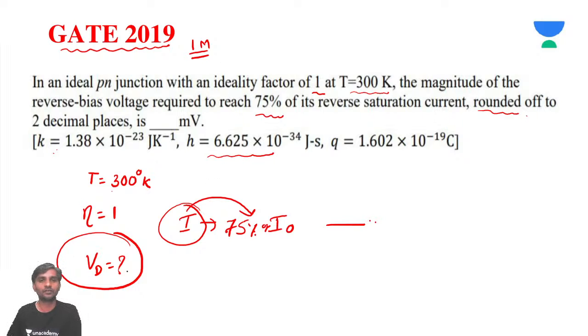So simple. Is that clear? Did you understand the problem first? Did you all understand the problem? This is the latest 2019 problem.